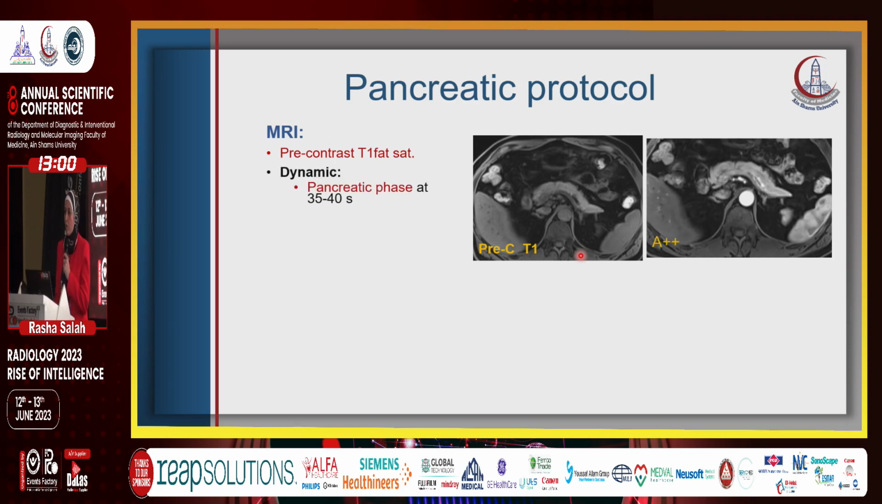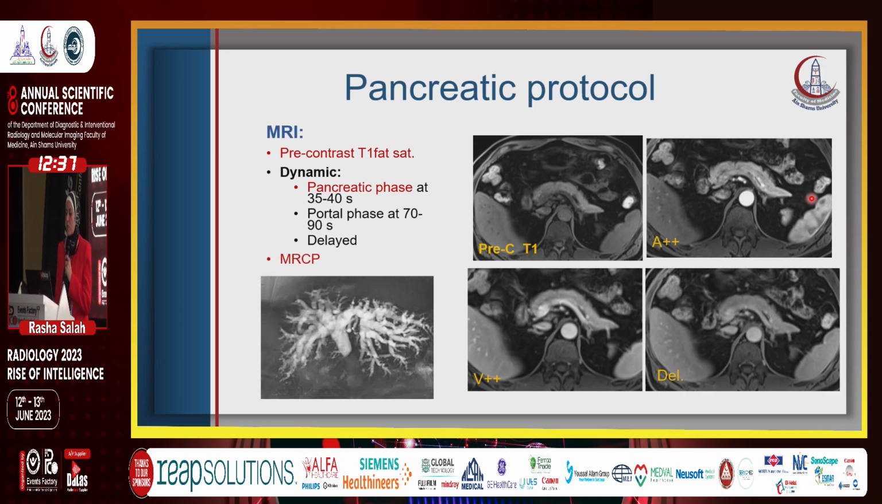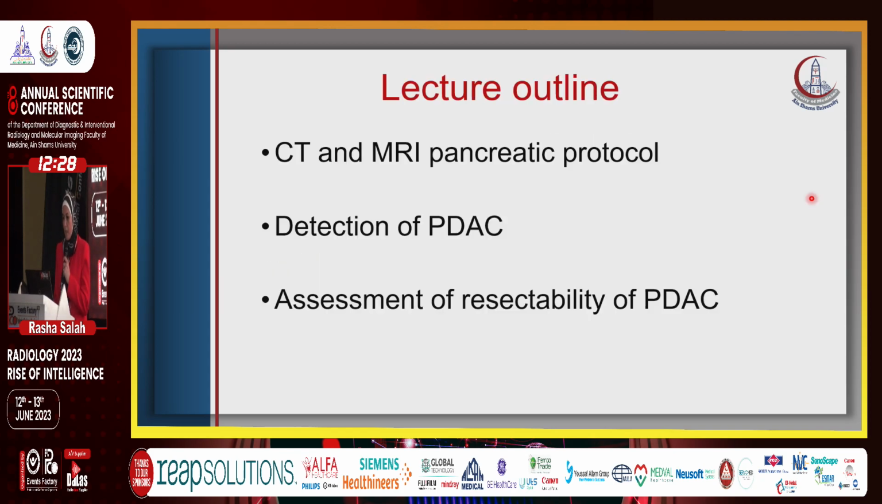And then we perform the same pancreatic protocol similar to the CT, with the pancreatic phase at 35 to 40 seconds from injection, and then the portovenous phase and the delayed images. And of course, as we know, the pancreas is a glandular tissue, so it has exocrine and endocrine function. The exocrine function mandates the evaluation of the pancreatic duct, so we do MRCP images as well to evaluate the duct system, which is a very important part in evaluation of the pancreas.